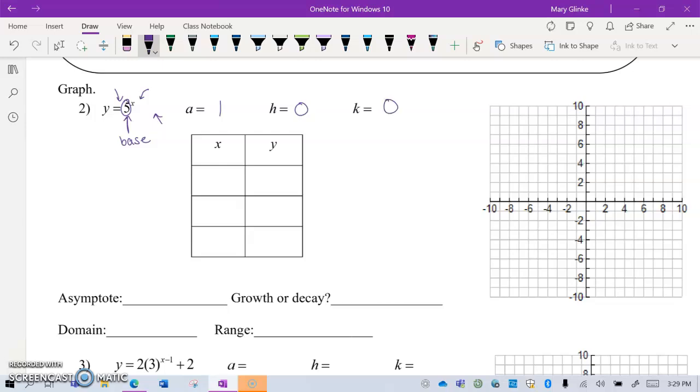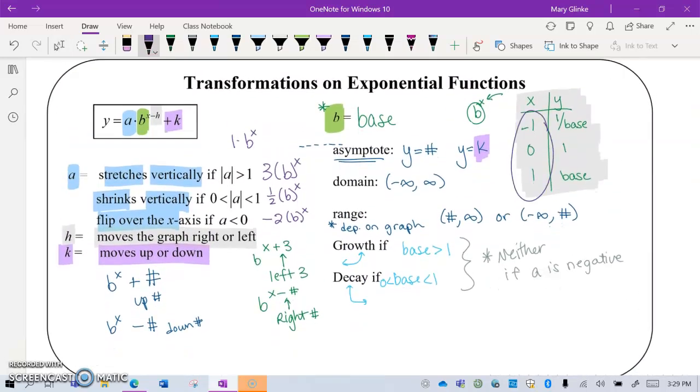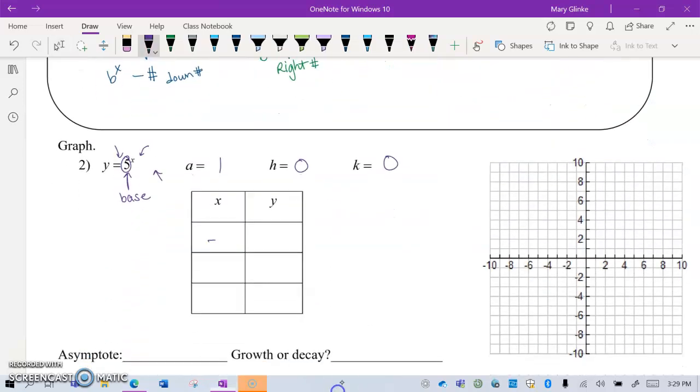The table of values was the one that we had up here that we have to memorize. Your x values are -1, 0, and 1. Your y values were 1 over the base, 1, and the base. And in this case, the base is 5. So your y values are 1 over 5, 1, and 5. Now that might seem kind of weird, but if you think about plugging in these x values here, 5 to the -1st power is 1 over 5. That's where we're getting that.